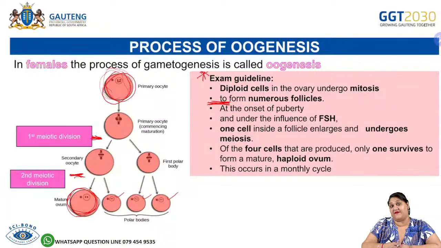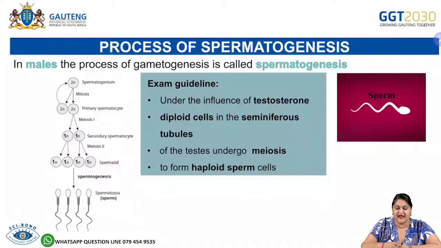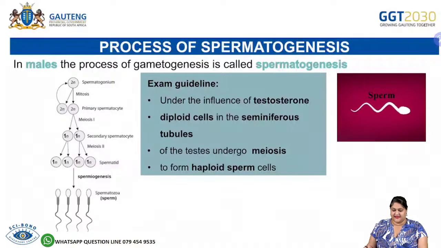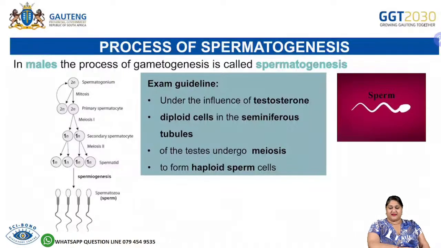That's the reason why females only produce one ovum a month, and only one ovum is released from the ovary every month. Now we go to spermatogenesis. Spermatogenesis, like I told you, in males, the process of gametogenesis is called spermatogenesis. So here you can see a little sperm cell propelling itself. The tail is busy propelling so that the sperm can move.